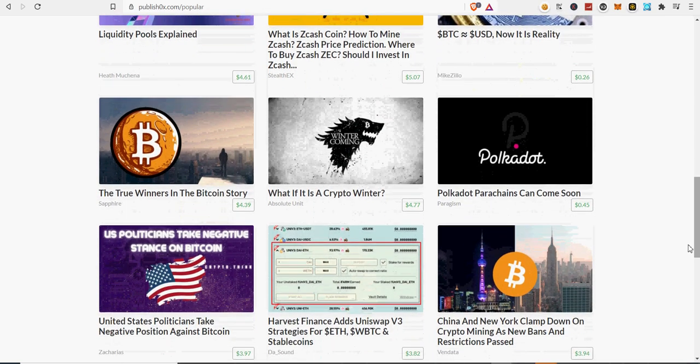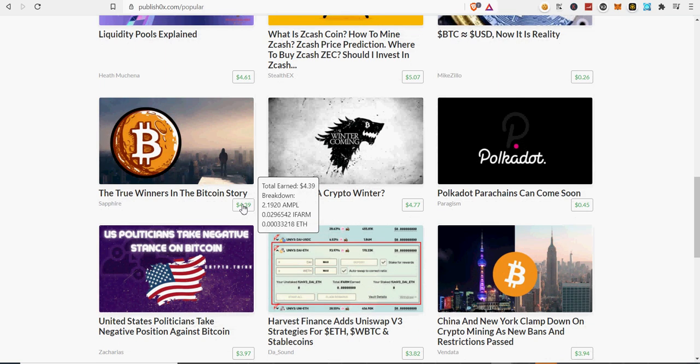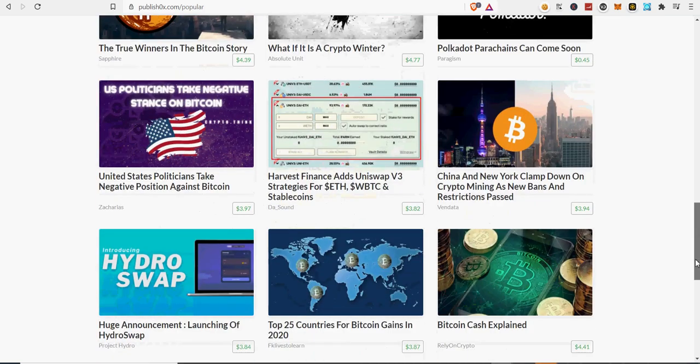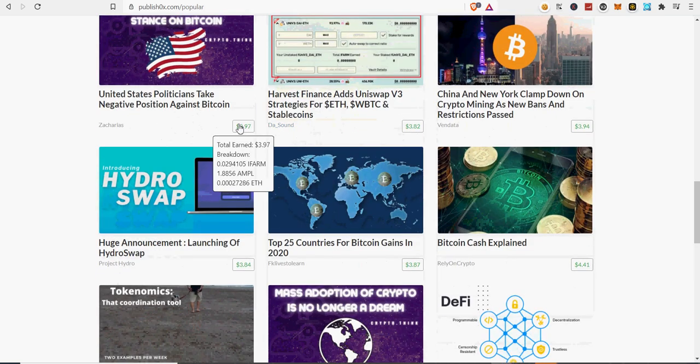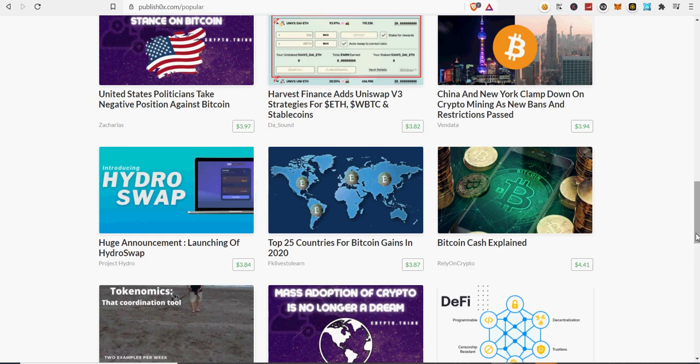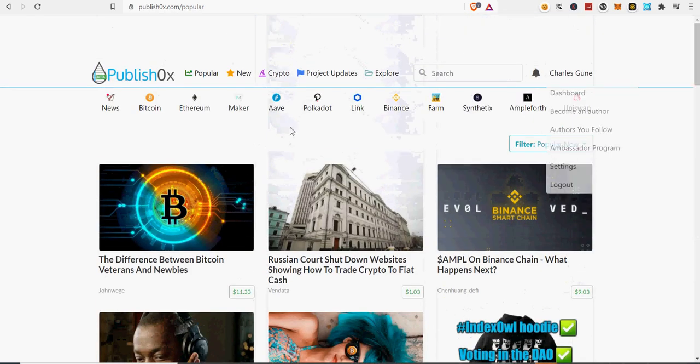Besides the popular category, there are News, Bitcoin, Ethereum, Maker, Aave, Polkadot, Link, Binance, Farm, Synthetics, AMPL and Uniswap.